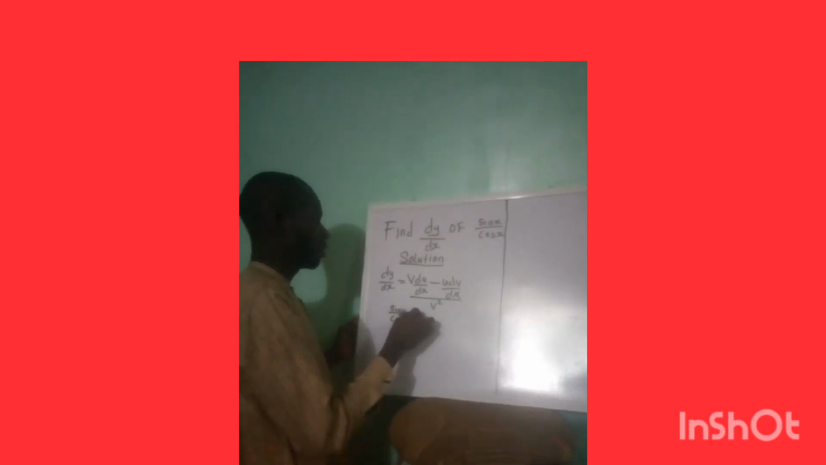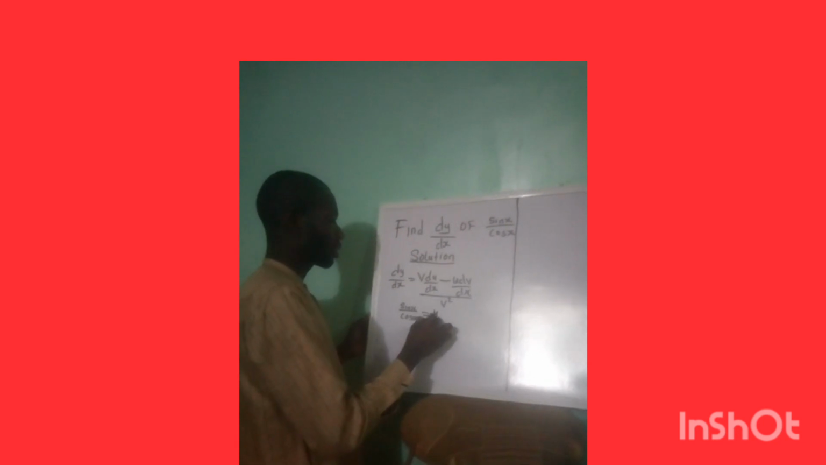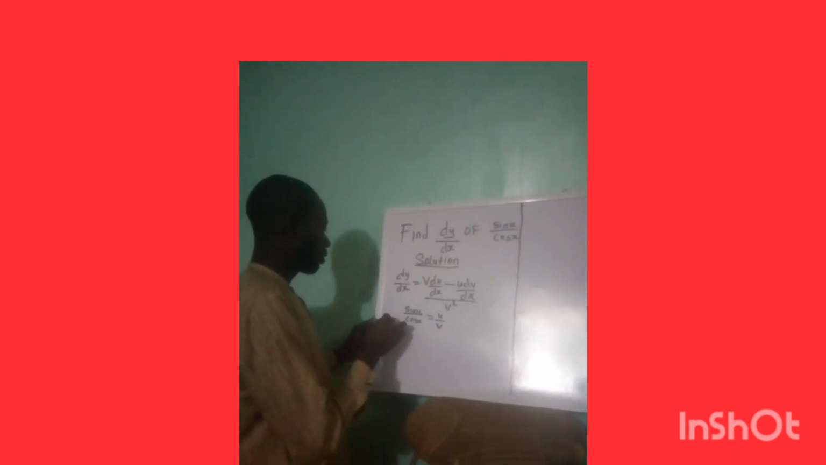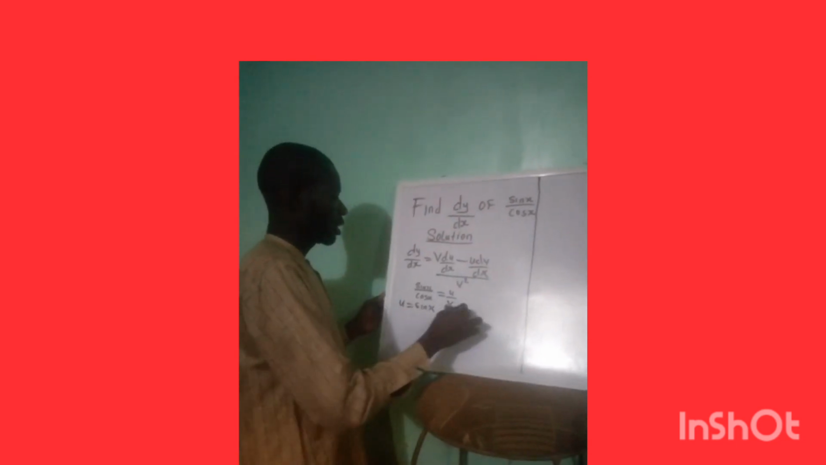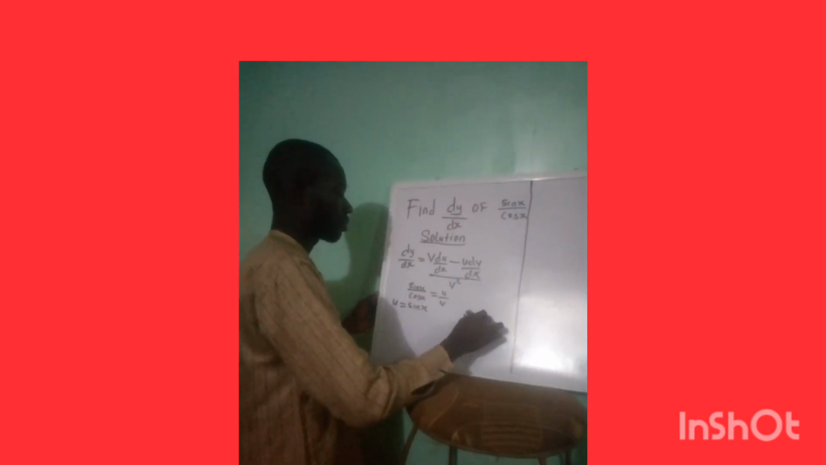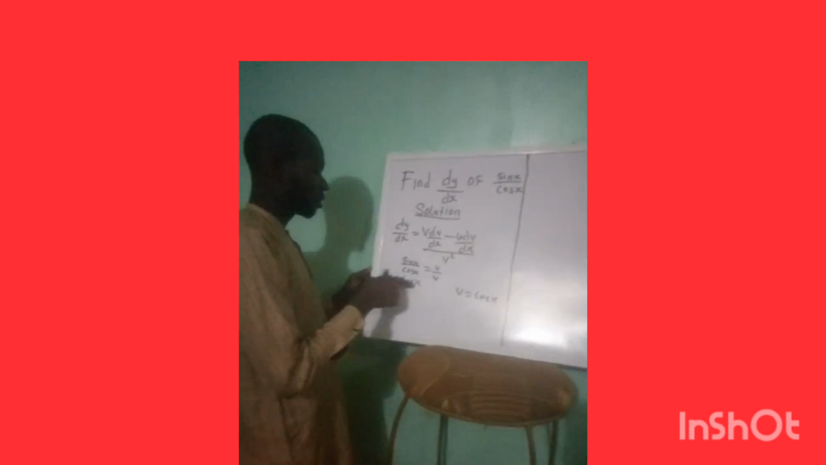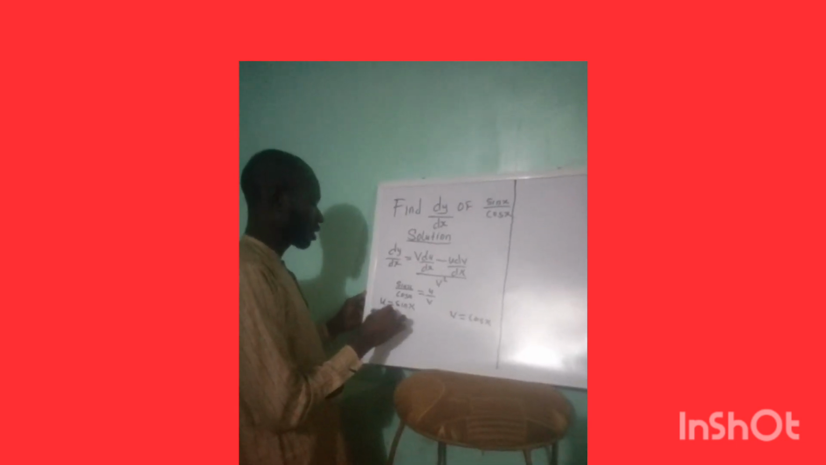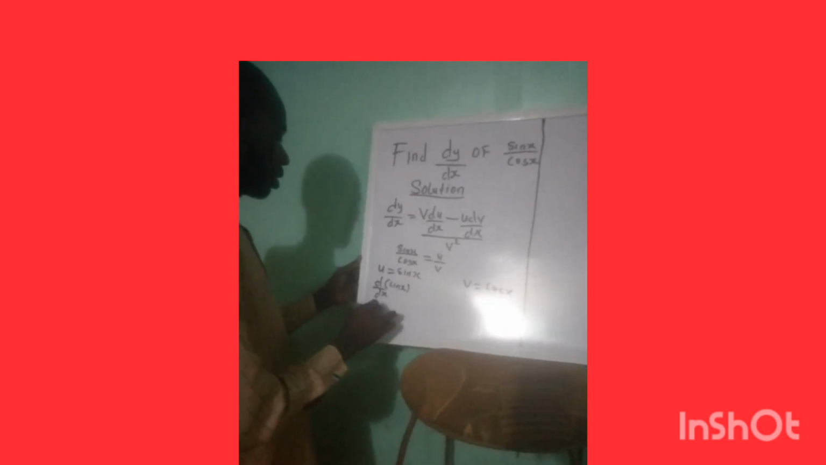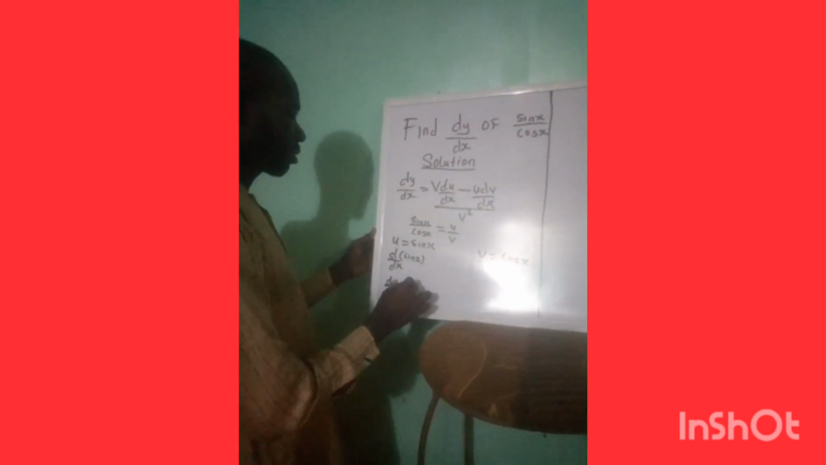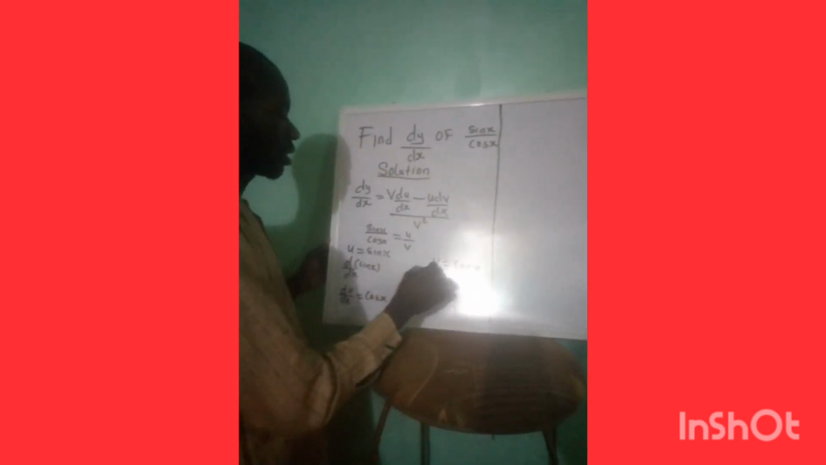So at this point, we have sin x all over cos x. This sin x is our u, while the denominator stands for v. It means that our u is equal to sin x and our v is equal to cos x. Now we need to find the derivative of sin x, that is du/dx, which is equal to cos x.